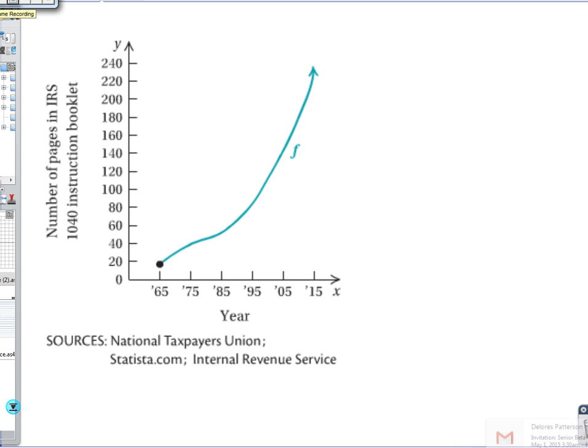One thing they could ask you is, how many pages were in the book in 1975? Here's how they would write it: let's find L of 1975. Again, we're plugging in 1975. These are our inputs, our x's. These are our outputs, our y's. Our inputs in this case are the years. Our outputs, or range values, are the number of pages in the booklet.